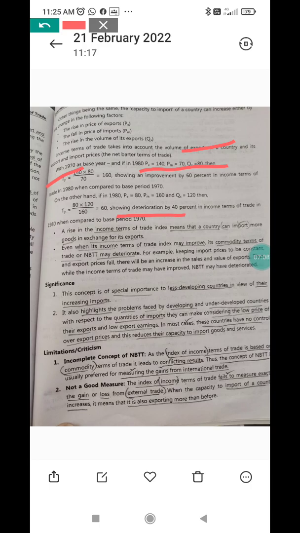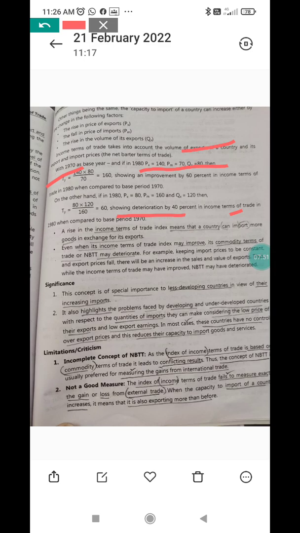So 1980 when compared to base year 1970, a rise in the income terms of trade index means that a country can import more goods in exchange for its export. Next point is, even when its income terms of trade index may improve, here they are telling, index may improve, its commodity terms of trade or NBTT may deteriorate. Again, listen here.